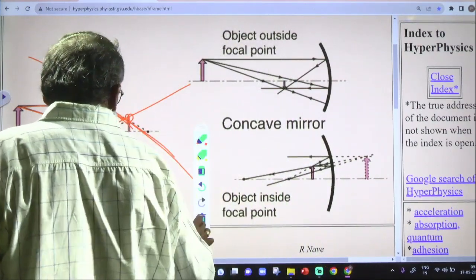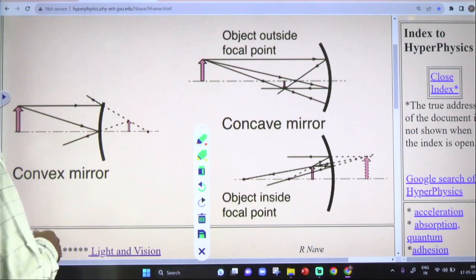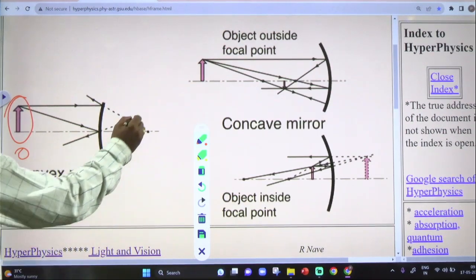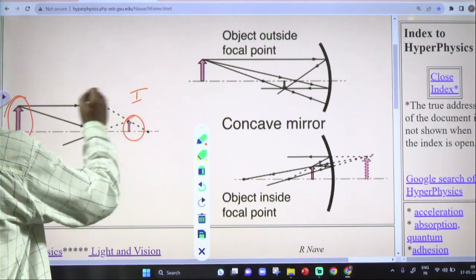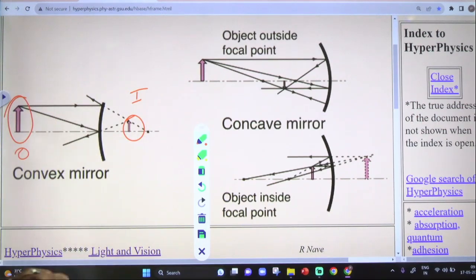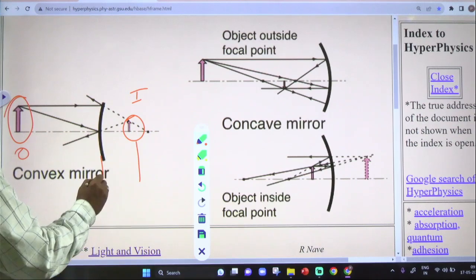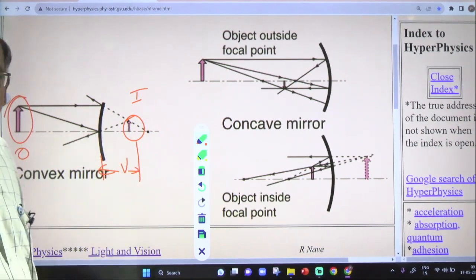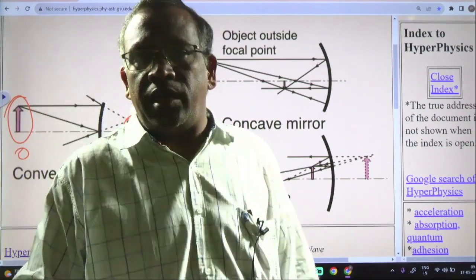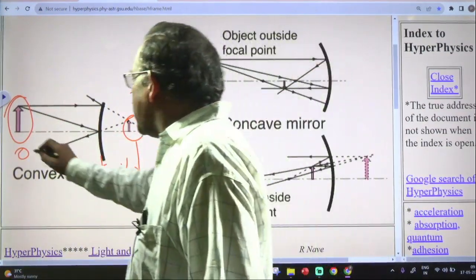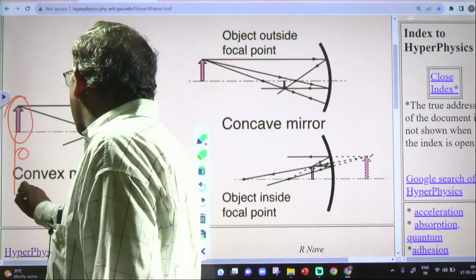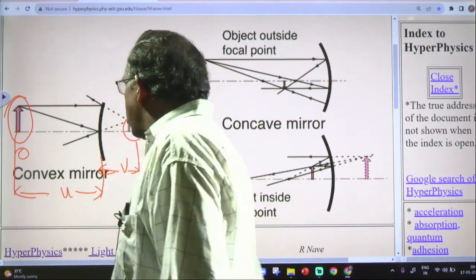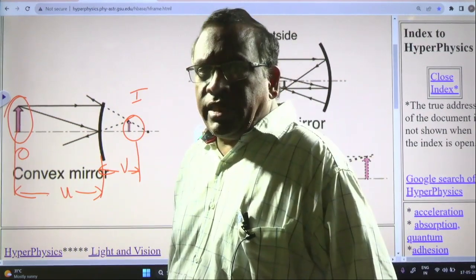So you can understand, this is the object which is in front of the mirror, and this is the image. The distance between the image and the mirror is called the image distance, that is denoted by V. The distance between the object and the mirror is called the object distance, that is denoted by U. These are the two important things.